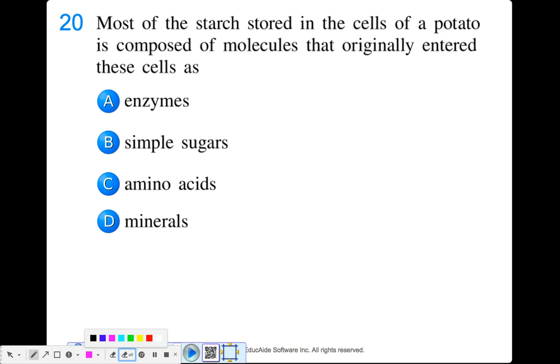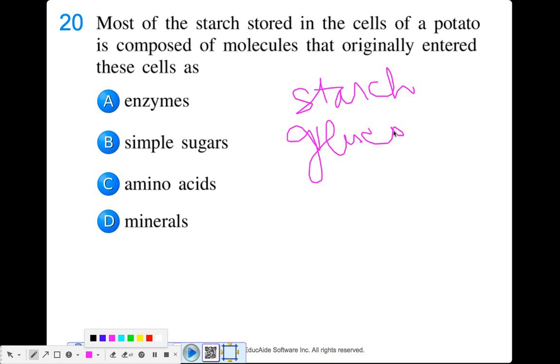Number 20. Most of the starch stored in the cells of a potato is composed of molecules that originally entered these cells as what? Starch is a long chain of glucose. I'm not going to write that whole thing out, but starch and glucose, those are 2 words you should always have paired together in your mind.